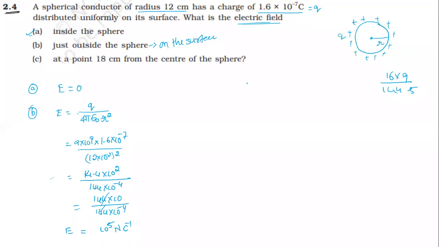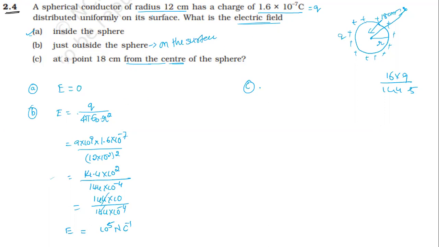Now C part. At a point 18 centimeter from the center. See, the question is very important here. They're asking from the center, so somewhere here I'm going to take a point, from here to here. So the total distance is 18 centimeters. Sometimes remember they'll ask you from the surface. That time what should you take? You should take the radius plus that distance from the surface. That much you should count.